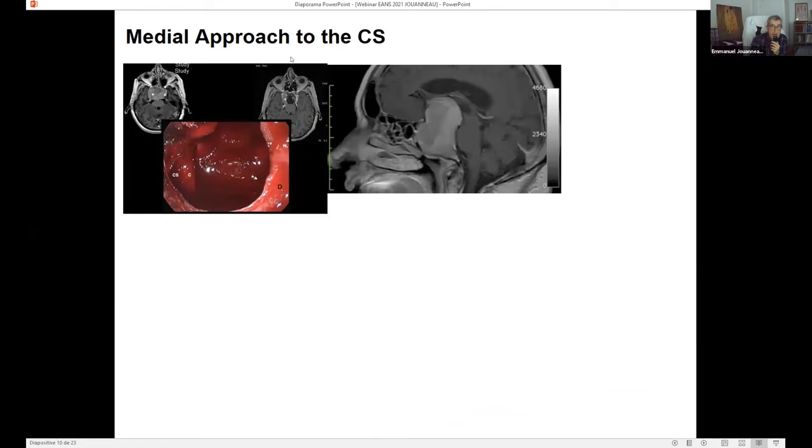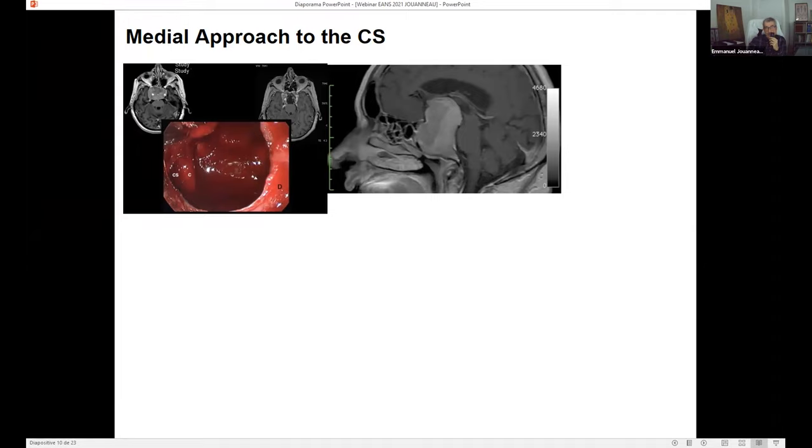So you have a medial approach to the cavernous sinus. It's pretty easy. Like in this case, a huge non-functioning pituitary adenoma, you use the pituitary windows. You remove the sellar part of the tumor and the suprasellar part of the tumor. In most cases, the pituitary tissue is soft, so you can get inside.